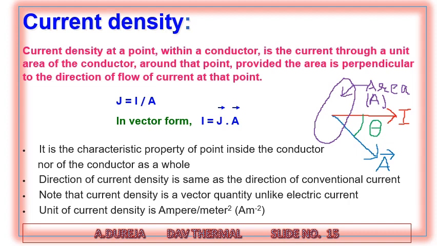So in vector form, I is equal to J dot A, and you know that if there is a dot product between two vectors, then the quantity obtained is a scalar. So you know that current is a scalar quantity. The SI unit of the current density will be ampere per meter square. Because it is a vector quantity, it must have a direction also, and the direction of current density is the same as that of the conventional current.